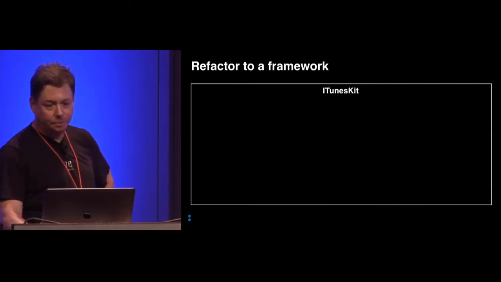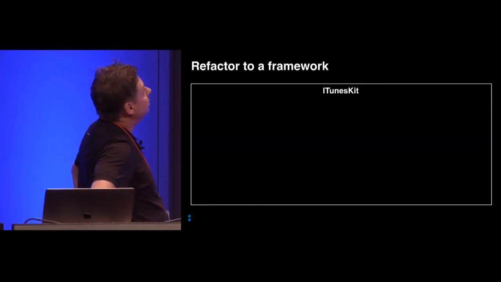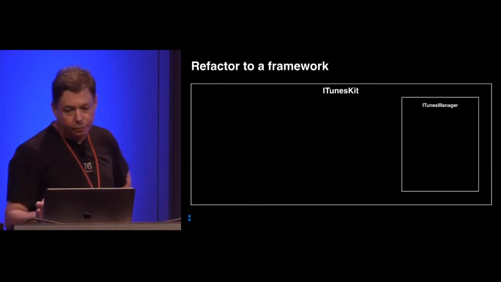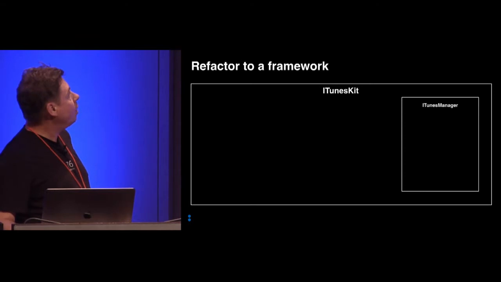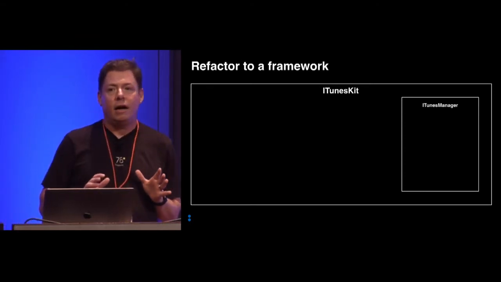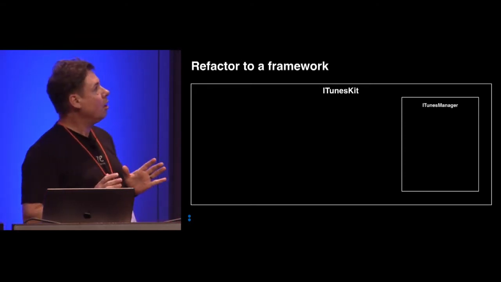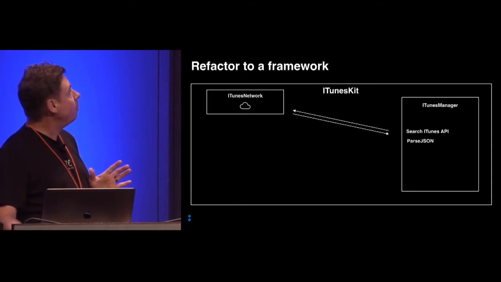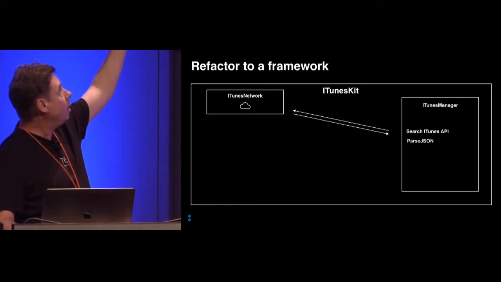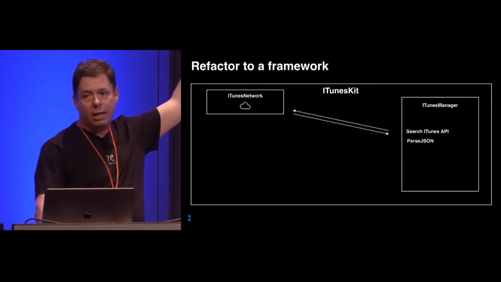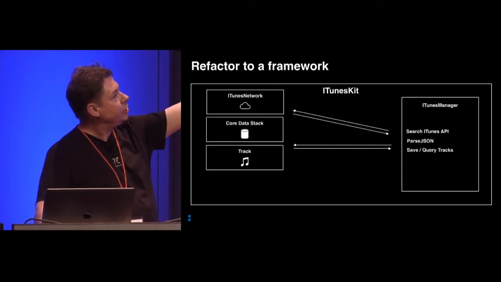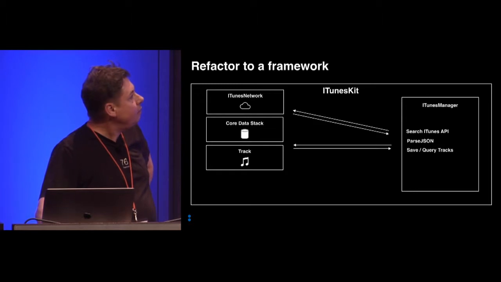Let's look at how we might approach this. You decide that you're going to build a framework called iTunes Kit. Inside of it, you want to provide one class that's kind of an interface for consumers of it. We'll call it the iTunes Manager. And we're going to create some other classes to help the iTunes Manager out. One's job is to go out and make requests to the iTunes API and get the results back, and the iTunes Manager is going to parse the JSON that it gets back.